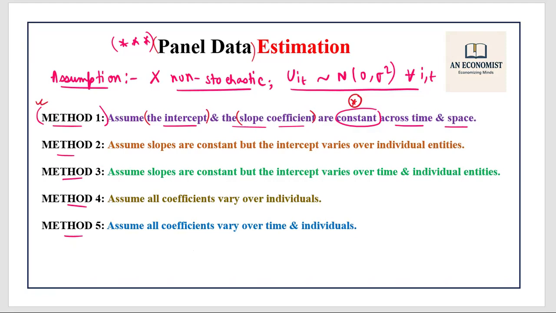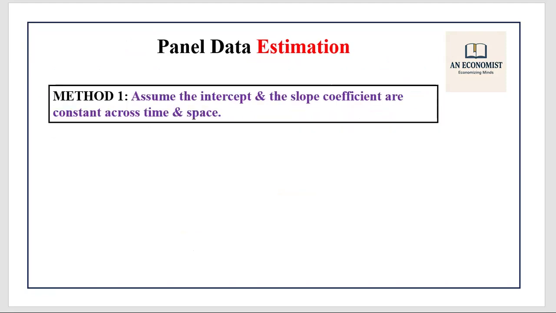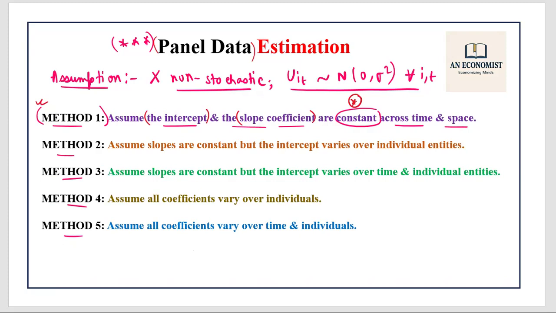Now, firstly, let us see how we do that. I'll come to each of them. Let me first, you can take a look at all the different methods. Method 2, all these methods we will discuss in the successive videos. Basically, in method 2, we assume that the slopes are constant, but the intercept varies over individual entities. I'm not going into details in this video.